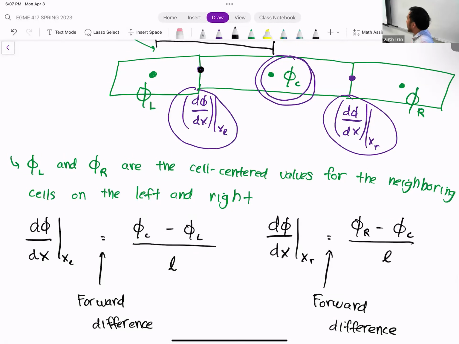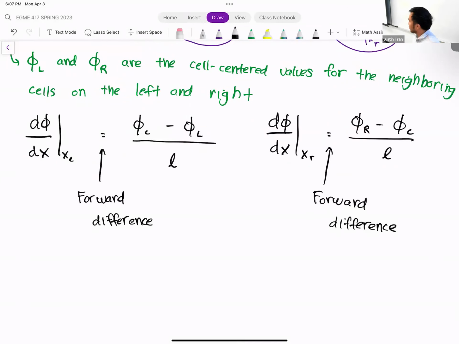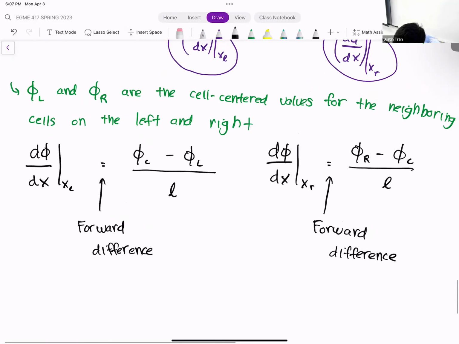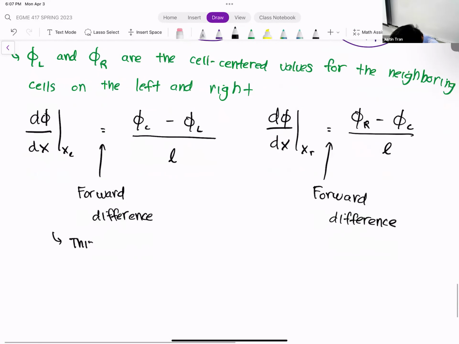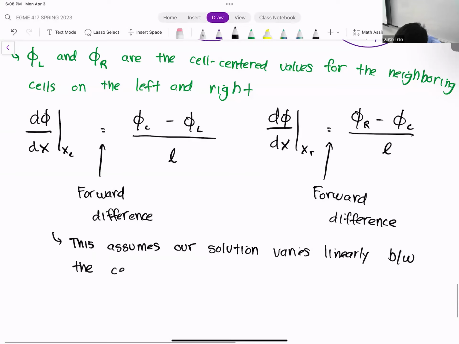So I think, within the context of this class, that's the easier way to describe it. We're basically utilizing a little bit of finite differences inside our finite volumes. If you're curious about the finite volume way to describe this, by applying this forward difference, we're essentially assuming that the solution varies linearly between the cells. In other words, we assume a linear profile.